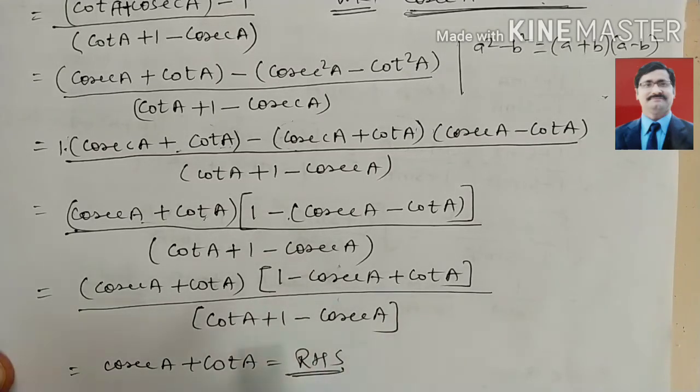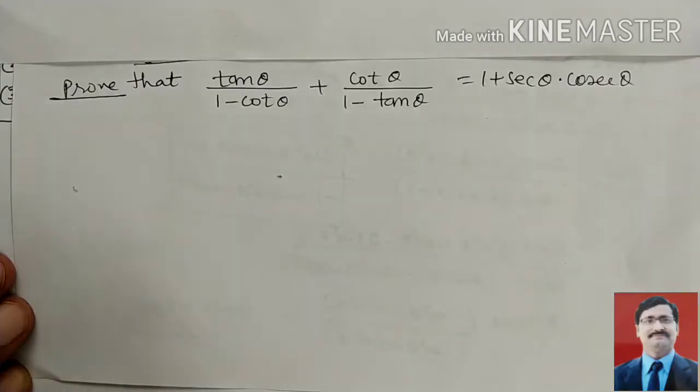Look at this, it should cancel. You check 1 plus 1, then 1 minus cosec A, minus cosec A, and cot A, cot A. So these terms are equal, so you can cancel this. You will get this. All of you understand this? It's a very important question.